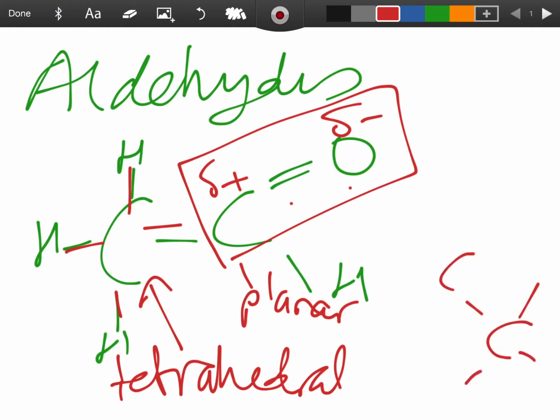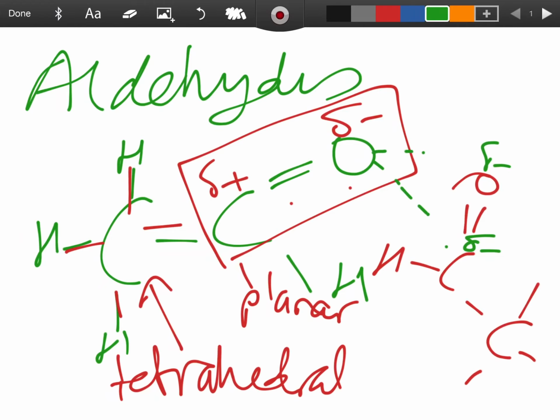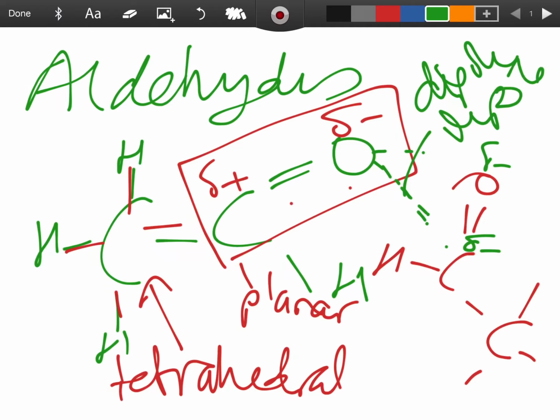If I draw a neighbouring aldehyde here, C double bond O and an H, the oxygen is slightly negative and the carbon is slightly positive. What's the type of intermolecular force I can have between the slightly negative oxygen and the slightly positive carbon? Dipole-dipole. So I have dipole-dipole forces between aldehydes. Why can't I have hydrogen bonding there? You have oxygen bonded to carbon, not to hydrogen, so you can't have hydrogen bonding.